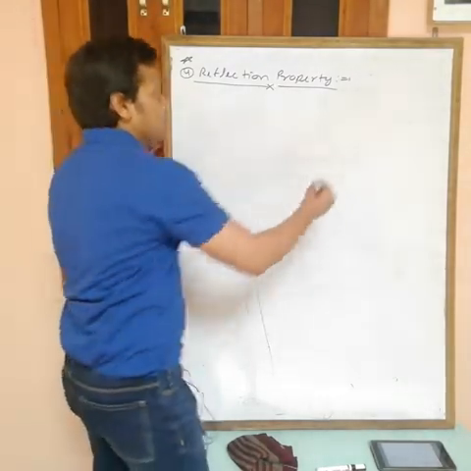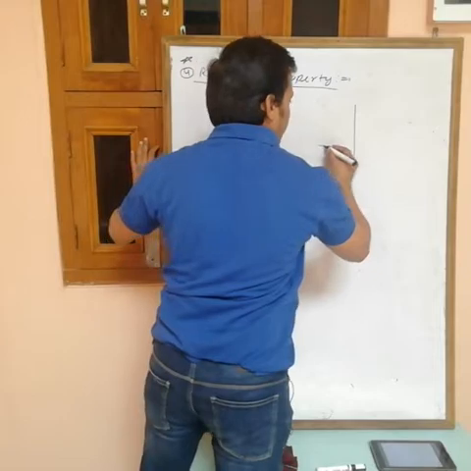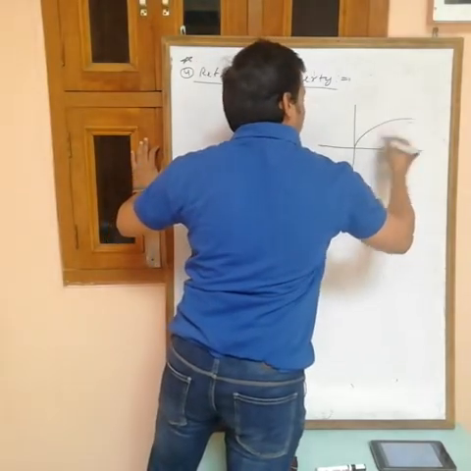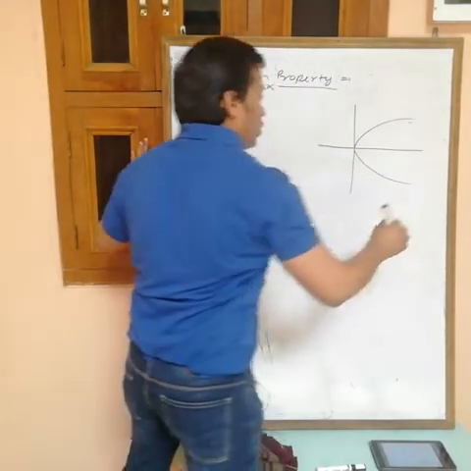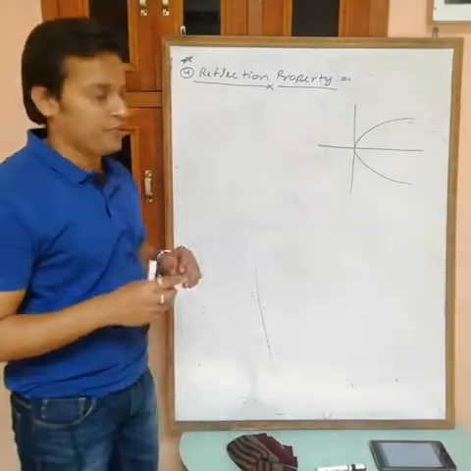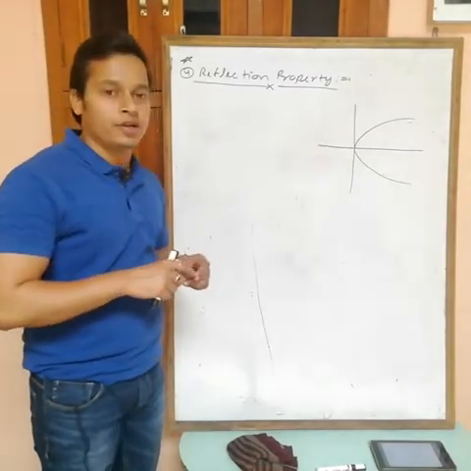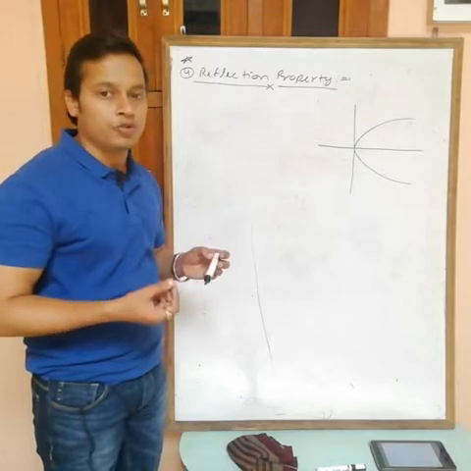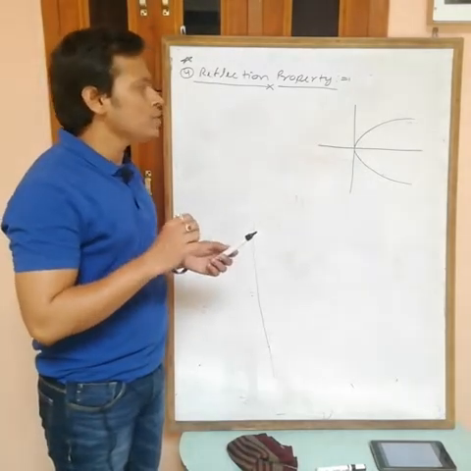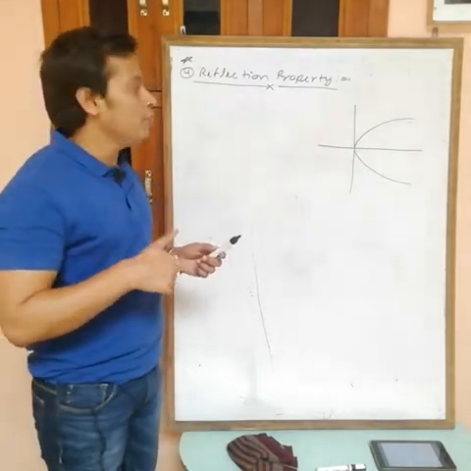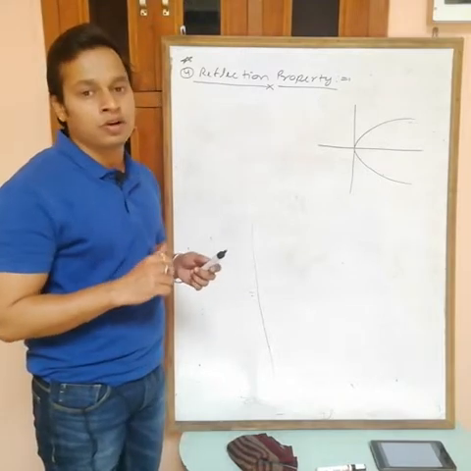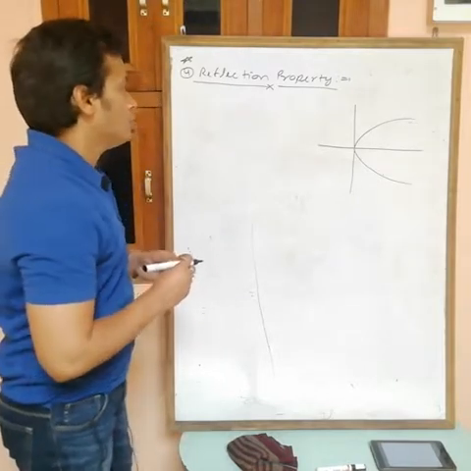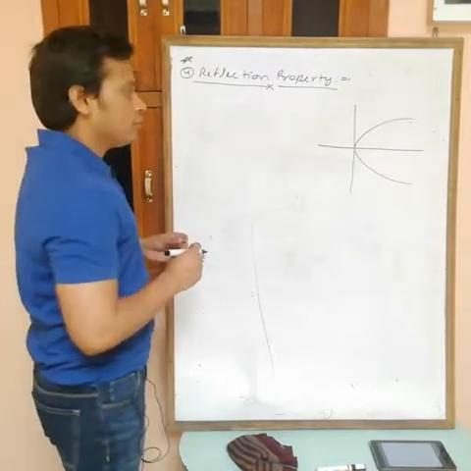If there is any incident ray passing through the focus, then the reflected ray always becomes parallel to the axis of this parabola, okay. So first can I write the property, then I will explain.